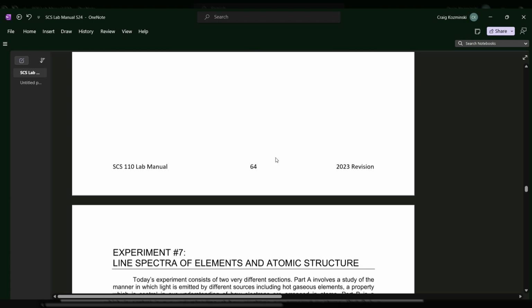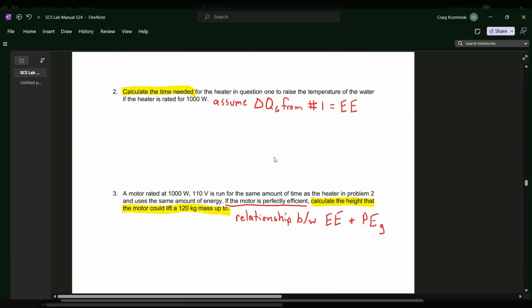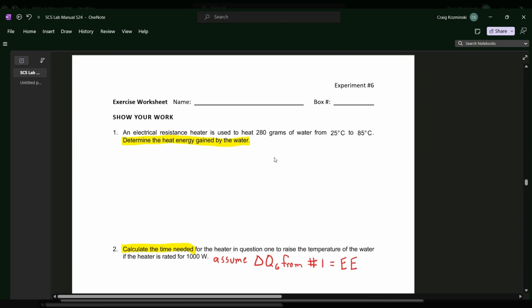Finally, in our exercise worksheet for this week's experiment, there are some assumptions that need to be made, so I want to quickly highlight those. In question number 1, it says an electrical resistance heater is used to heat 280 grams of water from 25 degrees Celsius to 85 degrees Celsius. Determine the heat energy gained by the water. And so if you're thinking, well, Mr. K, this looks like a very familiar question, you would be absolutely correct. You're going to calculate the heat energy, that's delta Q, gained by the water. And that equation should be known to you at this time.